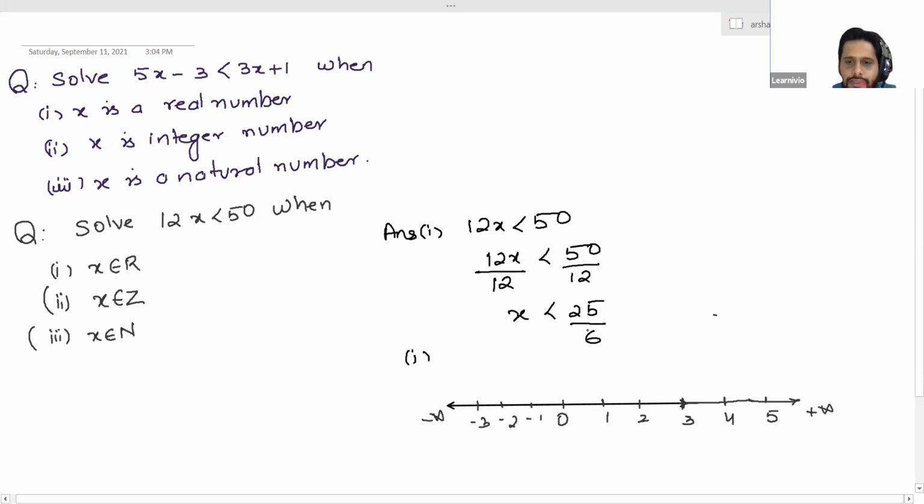Now 25 by 6 means 4 point something. If we divide 25 by 6, we get 4.1 like this. So it means the point will lie over here, just right over here, this is 25 by 6. Now you can highlight it. So this is x is less than 25 by 6. So this will be your complete answer. This is your answer. Okay.